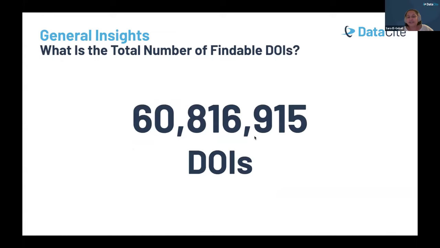So to date, we have registered just above 60 million findable DOIs, and each one of them comes with a wealth of metadata. So this is obviously a vast collection that enables us to conduct a wide range of analysis. And that, again, provides us deeper insights into the research landscape. So what does it tell us?